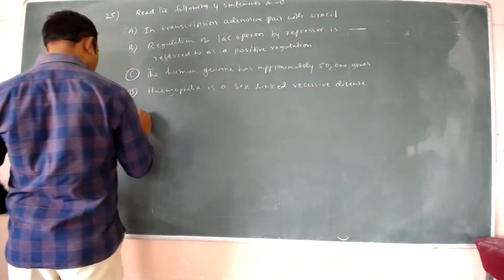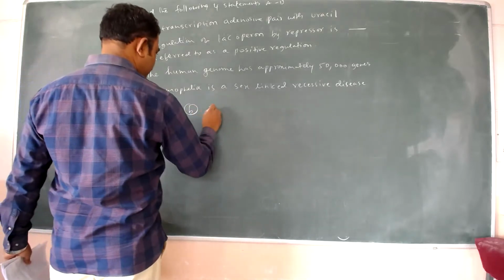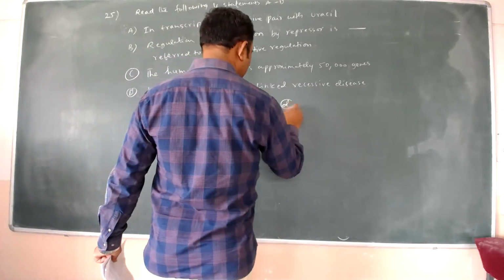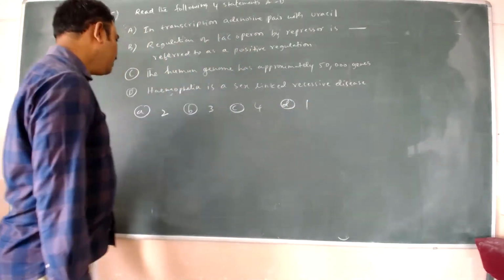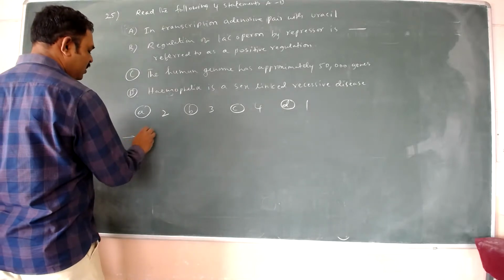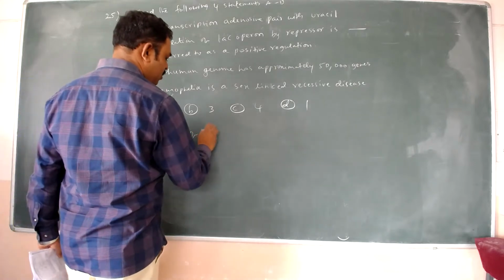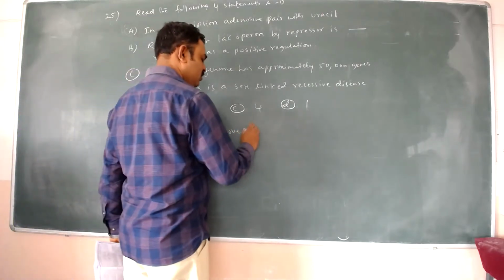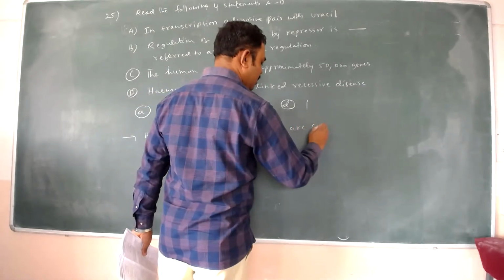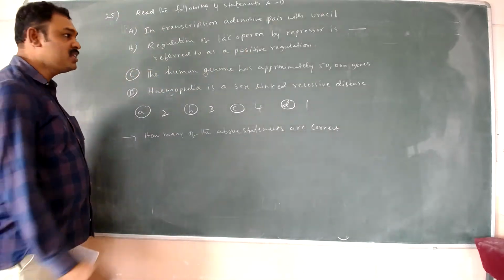So answer A is 2 statements, B is 3 statements, C is 4 statements, D is 1 statement. Of these, how many of the above statements are correct? So here you can find out how many statements are correct.